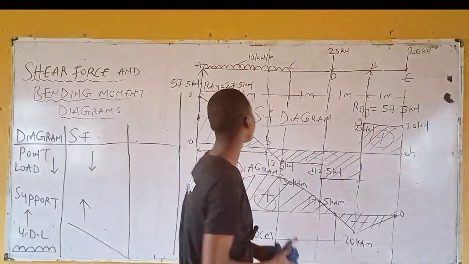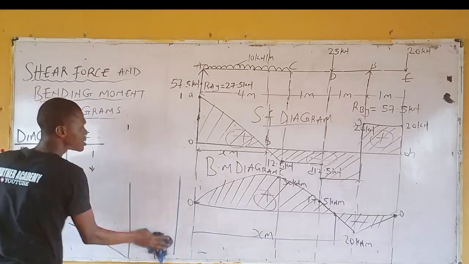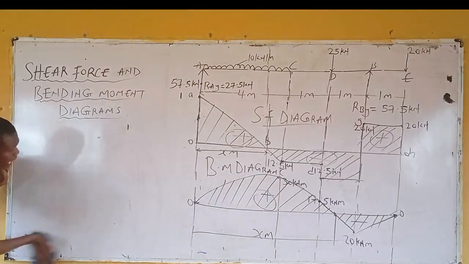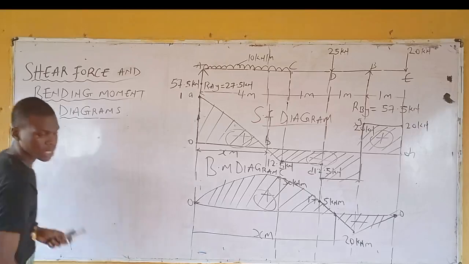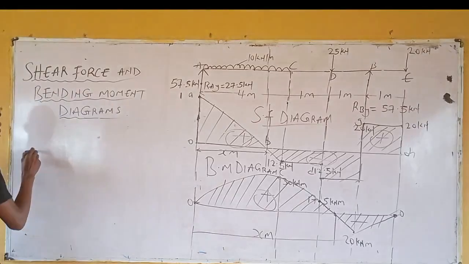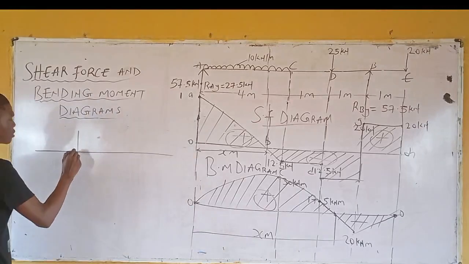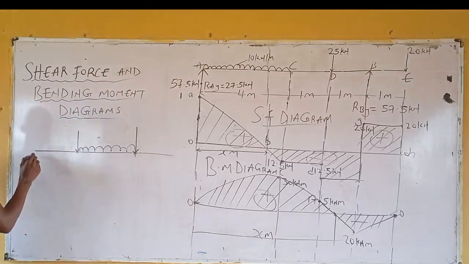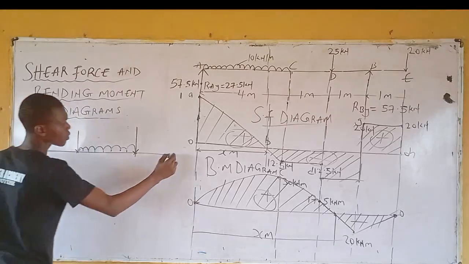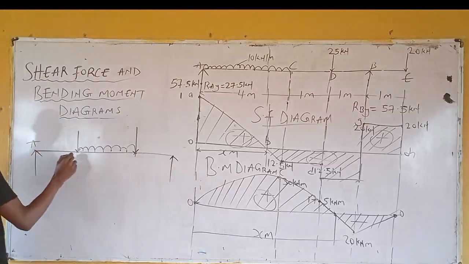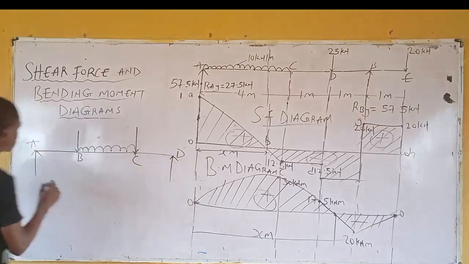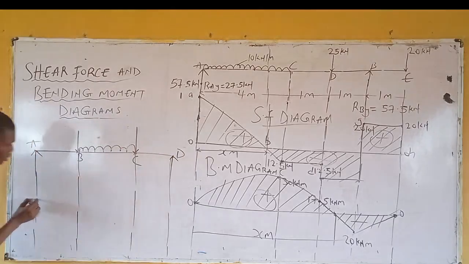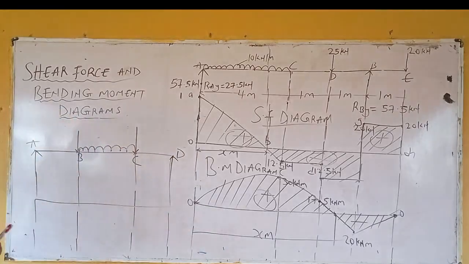Now from here, let's apply this idea to this very simple beam. Let's say you are given this beam. This is A, B, C, D. So as usual, represent this as a graph sheet. Take your reference line. You already have that table.